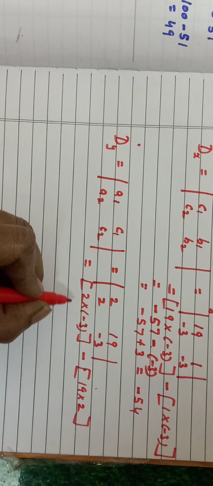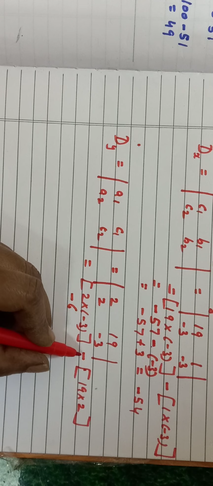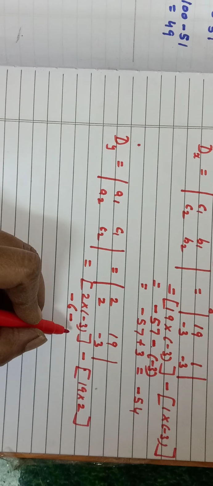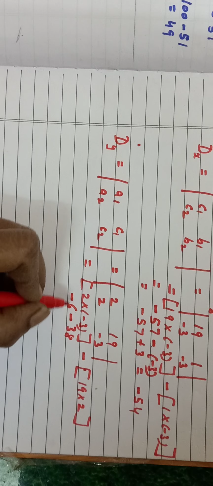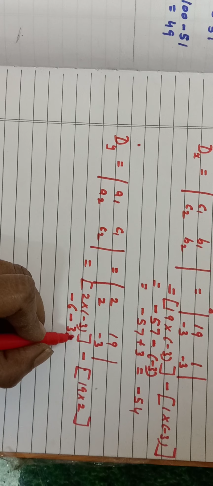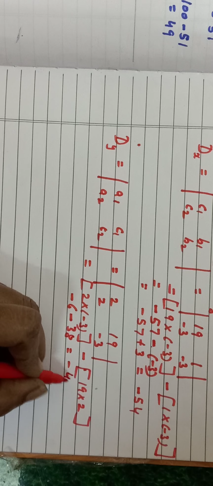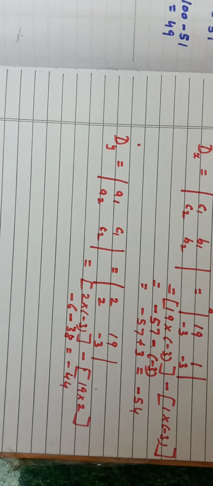So 2 into minus 3 is minus 6. This minus is here. 19 2s are 38. Now same sign, add, put the same sign. So you will get minus 44. Now this we have got.